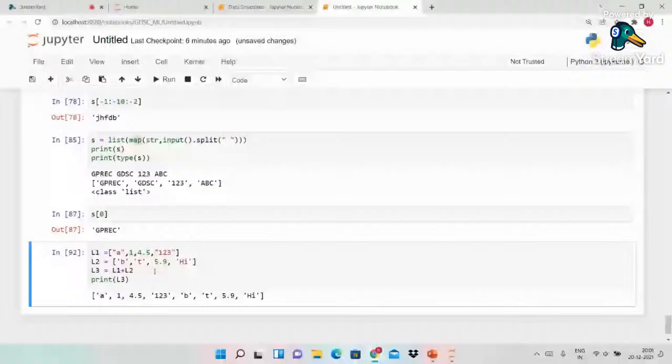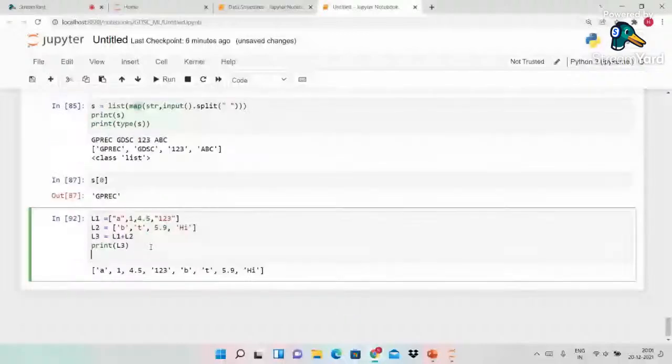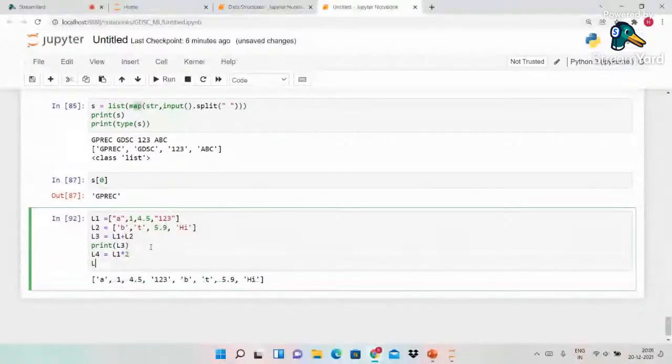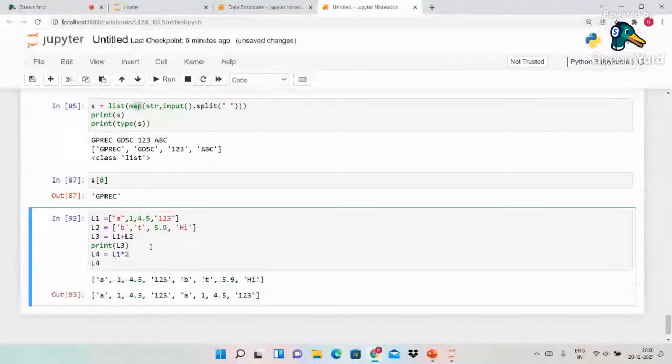Now again, I have to write L4 is equal to L1 star 2. Now if I want to print L4, if you notice here, this one is equivalent to, now if you understood the plus addition operator on lists, then this is quite simple to understand. Now this is equivalent to L1 plus L1. Okay, that is it, right? That is what we do usually.